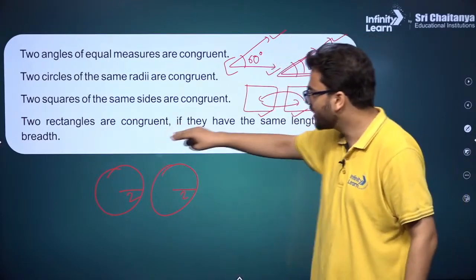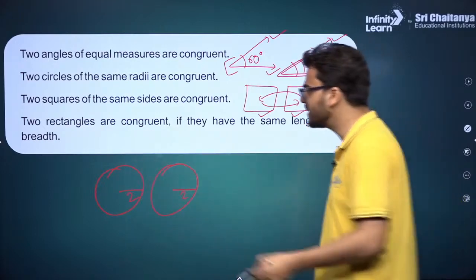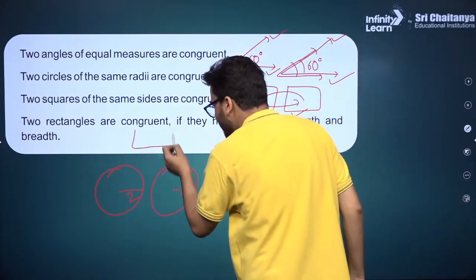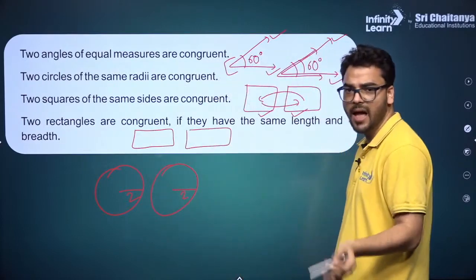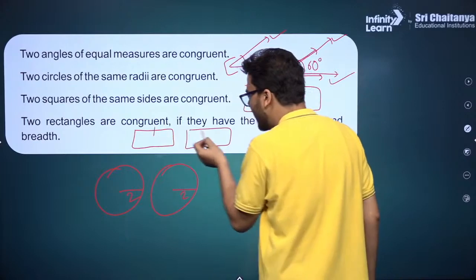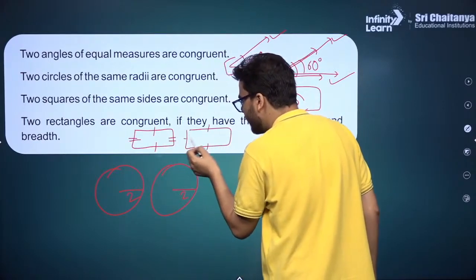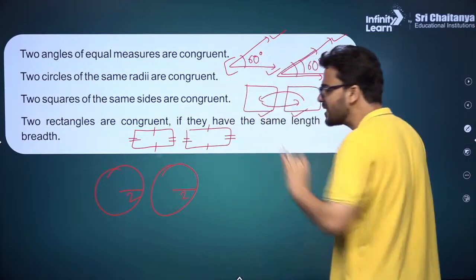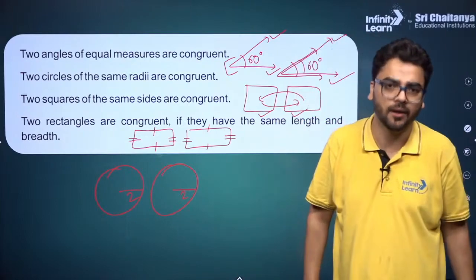Now, two rectangles are congruent if they have the same length and same breadth. It's easy to understand if you make two rectangles over here. See, in a rectangle, angles are already equal. So, if their lengths are equal and their breadths are also equal, then they will be congruent to each other. Angles are already equal in two rectangles. You know that each angle in a rectangle is a right angle.